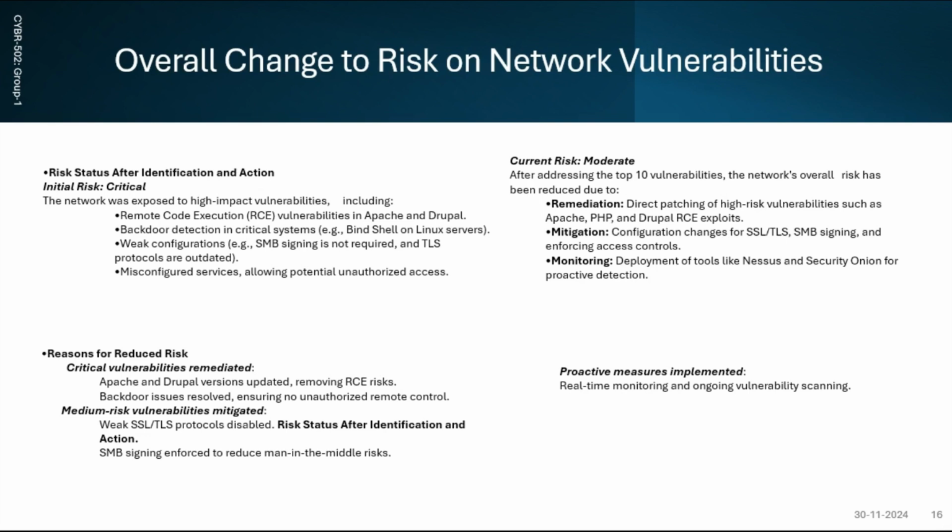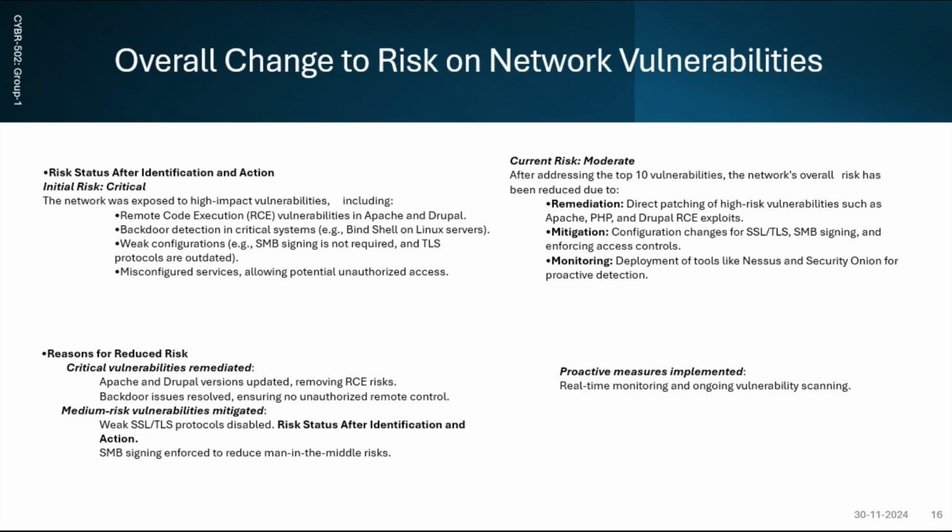After our vulnerability assessment and remediation, our network risk profile has significantly improved from critical to manageable levels. This includes remote code execution vulnerabilities in Apache and Drupal, backdoor detections in critical systems like Linux servers, and weak configurations such as outdated TLS protocols and misconfigured services allowing potential unauthorized access. After implementing our remediation and mitigation strategies, we have successfully reduced overall risk from critical to moderate.